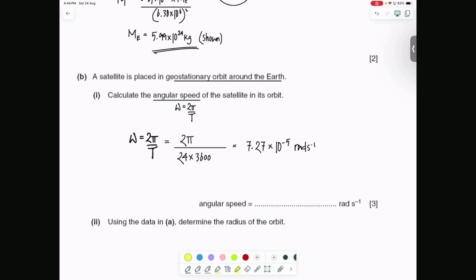Equation, a mark. 24 hours to seconds conversion, they convert per hour. That's probably it. Or maybe the final answer here. Should it be 7.27 or should it be 7.3? Why?